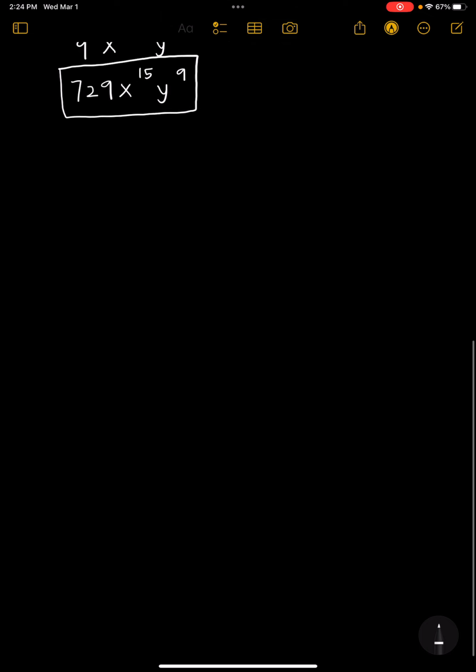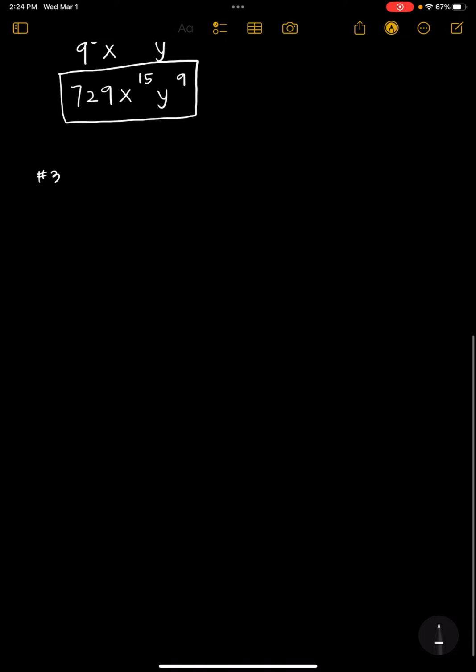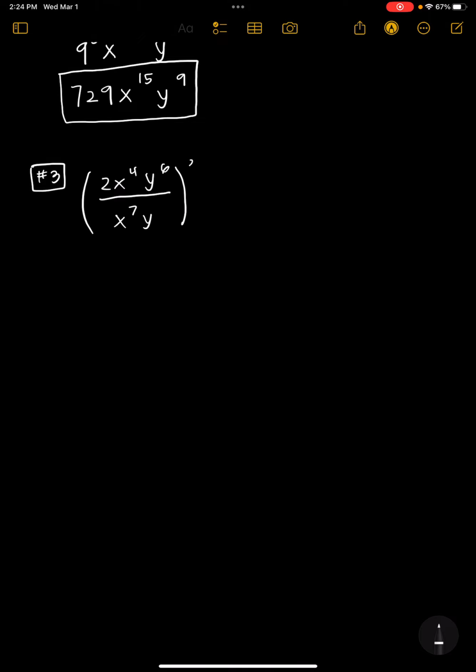All right, let's go to the next example. The next example looks like this: 2x to the fourth, y to the sixth, over x to the seventh, y squared, all to a power. So this one's really similar to the last example in that it has that power rule all the way on the outside, but this is a combination between the quotient rule and the power rule.